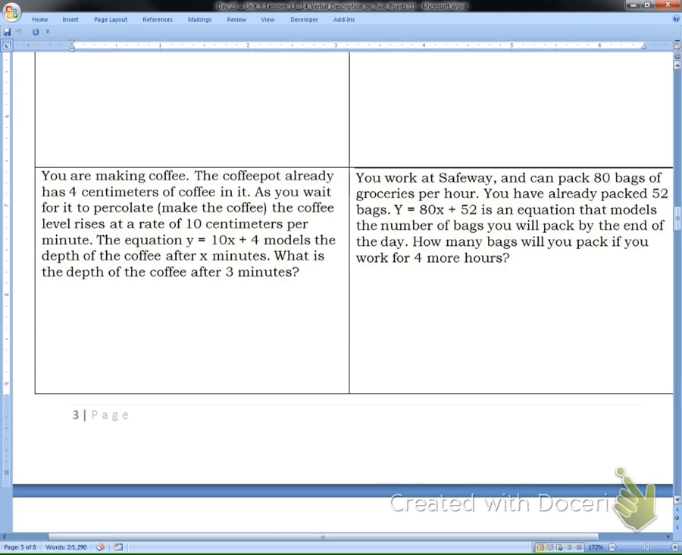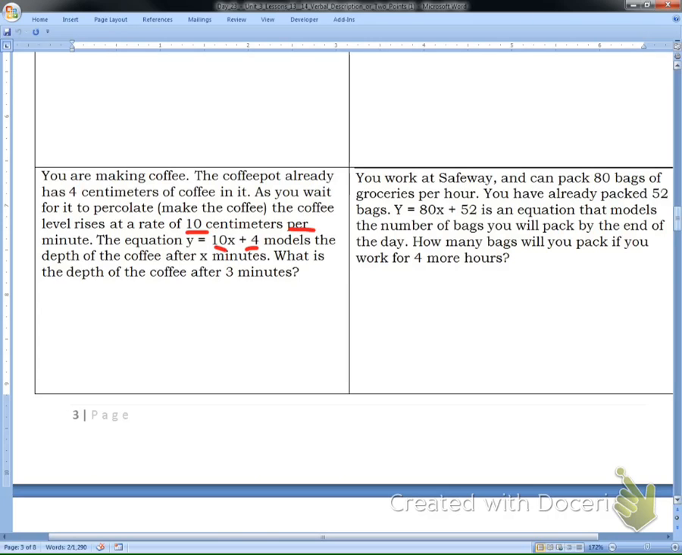And we can see that there's that word per again. So 10 centimeters per minute. They already wrote the equation for you. And that 4 centimeters, why is that 4 centimeters a constant? Well, think about it. Anything that's happened in the past, you cannot change. So that would be your y-intercept.